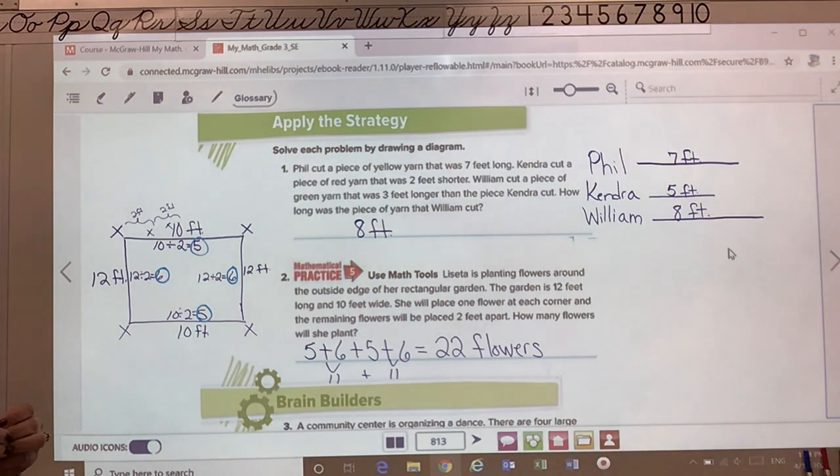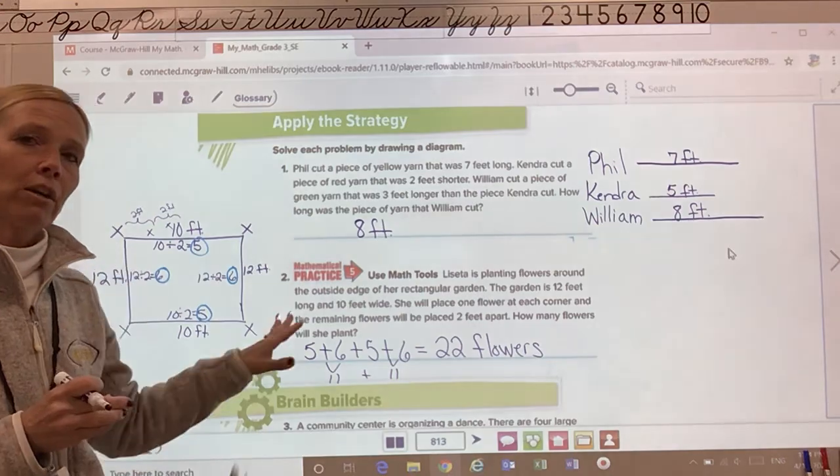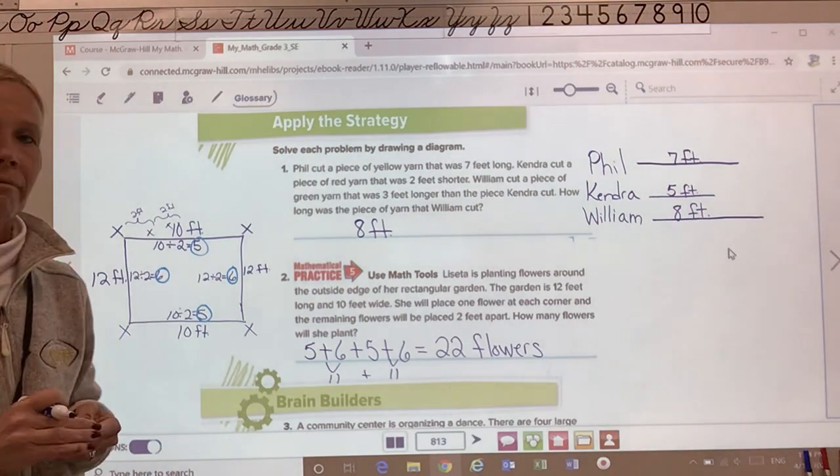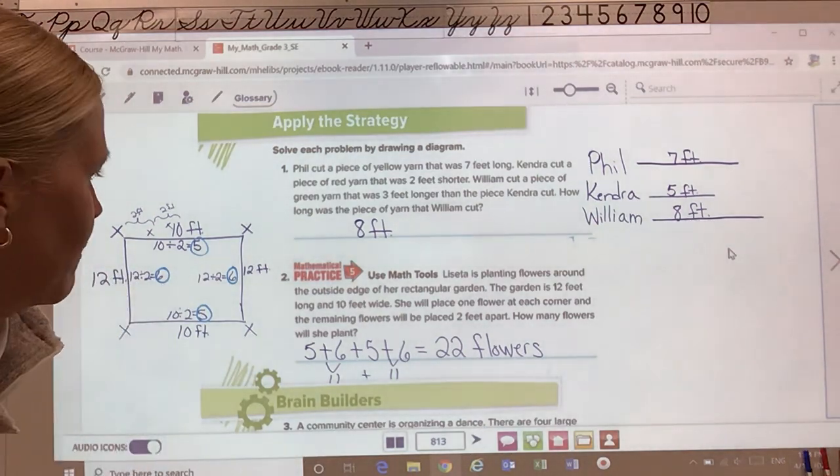I'm getting some papers back and I've noticed some missing units, so be very careful that you're writing your units down. All right, let's move on to the next one. I have to scroll down.